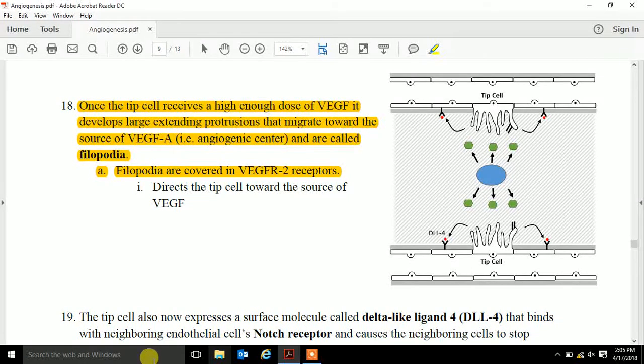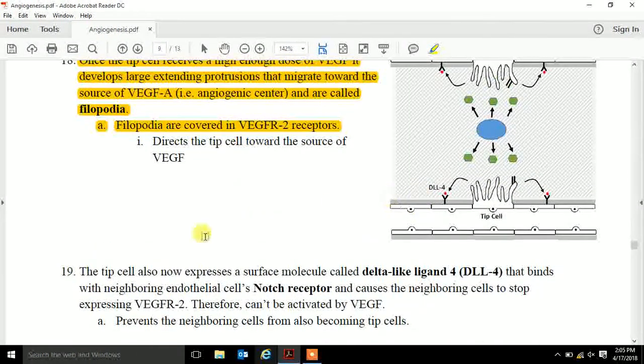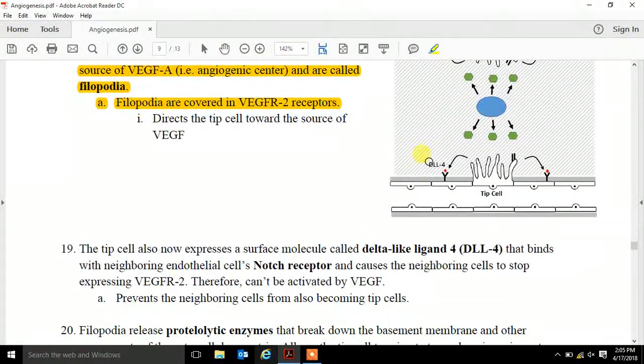Now, what we don't want is just a rampant number of tip cells. We don't want all these endothelial cells thinking they all get to play this game and turn themselves into a new capillary. So there's got to be some sort of signaling to prevent that from taking place. That's point 9 in this image here. The tip cells also express something called delta-like ligand 4, DLL4, that binds with neighboring cells.